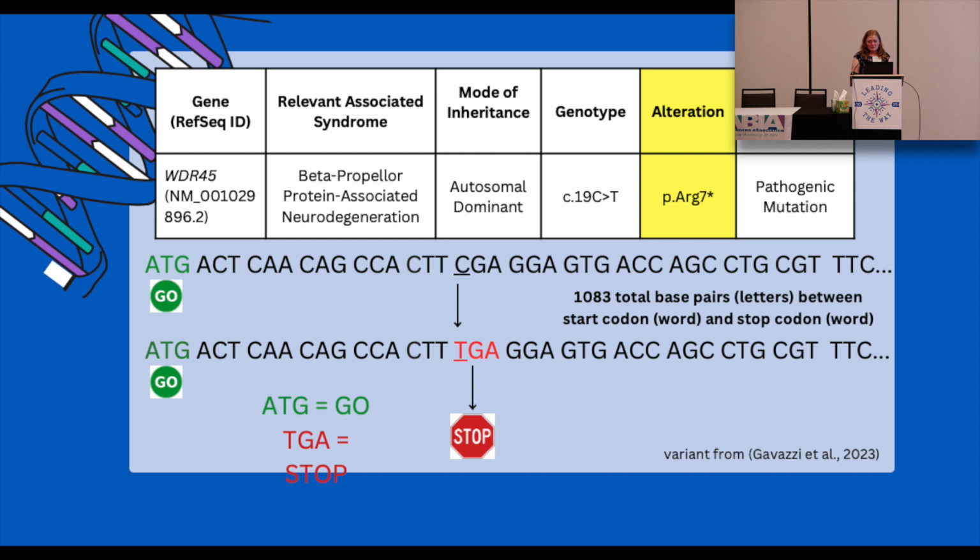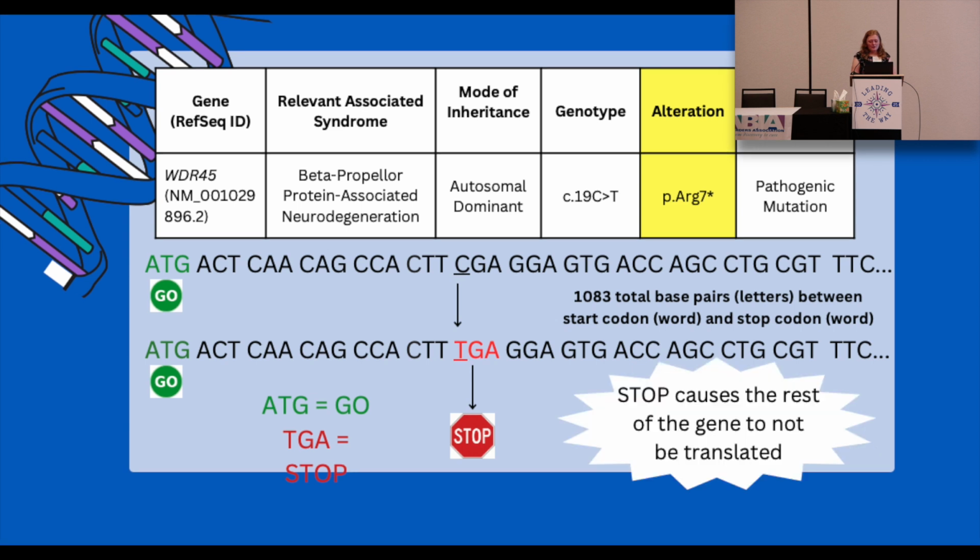The P dot is basically saying what is changed about the protein itself. So this is saying that there was an arginine, which is a type of amino acid, and on the 7th one, because we're looking in 3, so 1, 2, 3, 4, 5, 6, 7, it might say TER, like termination, or it might just have an asterisk that says stop. So the rest of the entire gene from the 7th amino acid on is not read.